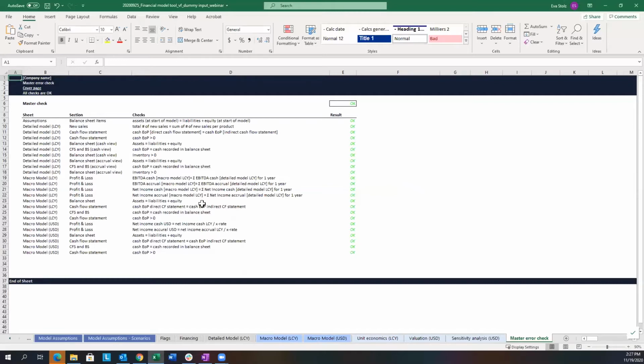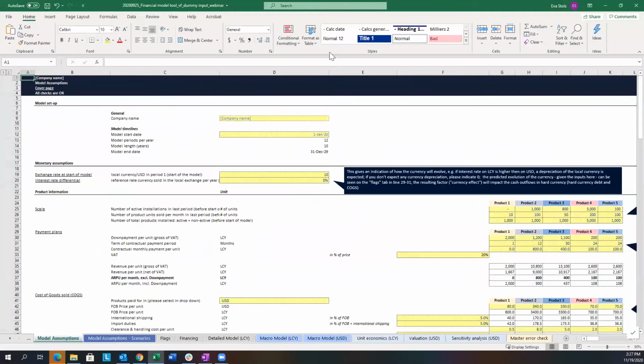Now, next, I would like to show you how to use the tool and adapt it to your specific business. The first step is to fill in all these input fields on the main assumption sheet. You start with the company name, you indicate when you want the model to start, then you indicate the exchange rate of the local currency versus US dollar. Then I will go into this later because it's a bit more complicated, but it's the interest rate differential that will give you an indication of how the currency will evolve.